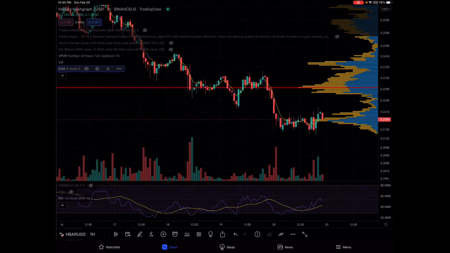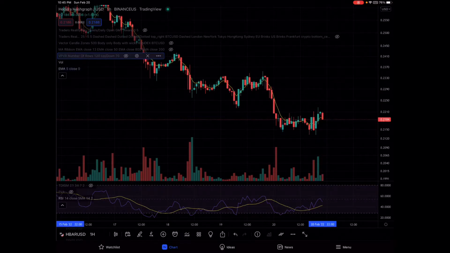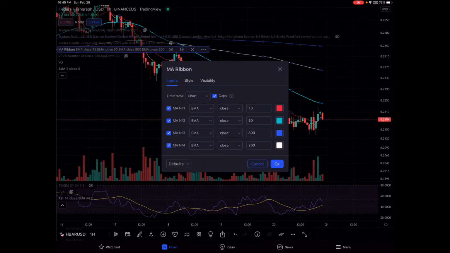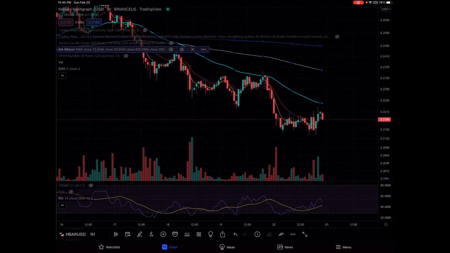We have the RSI, we get the VPR off, volume, and our EMA ribbon that we designed earlier. Now, if you haven't updated your EMA ribbon, or if you want to use mine, or if you're using your own, that's fine too. These are the settings I use on my moving average ribbon, and I have it set to all EMAs, the 13, the 50, the 800, and the 200. And then I went and added another EMA, and I adjusted that one.